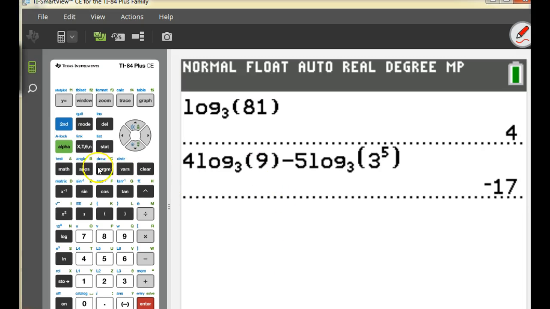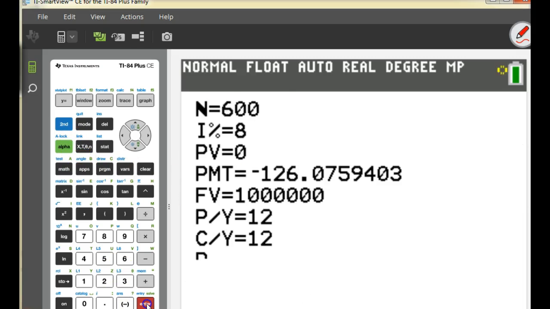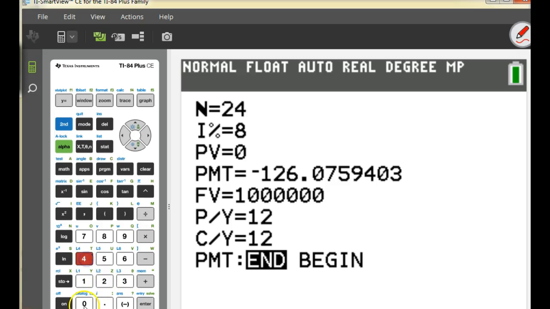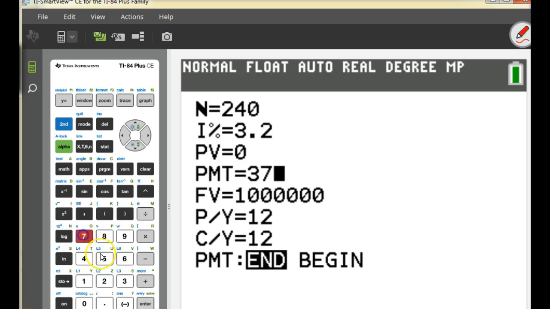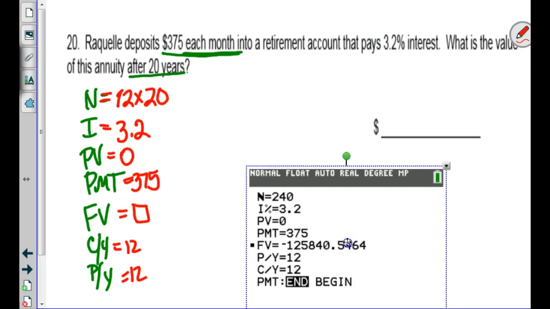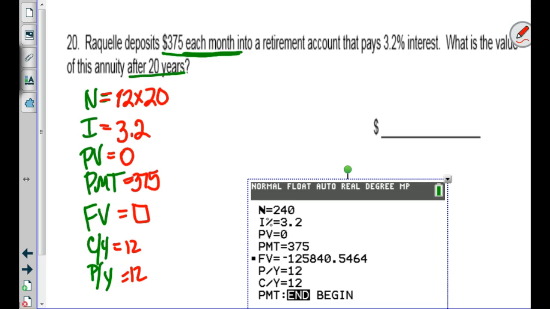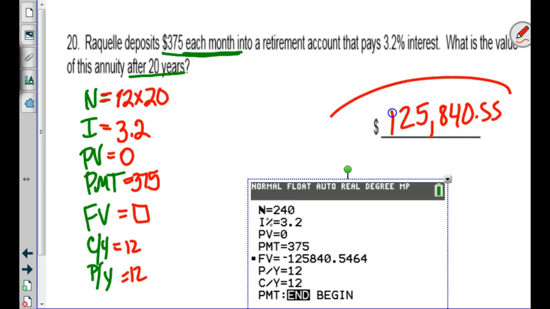All right, one more time. It is apps, enter, enter. This was 12 times 20 or 240, right? Somebody remind me, what was the interest? 3.2? And the payment was $375? And so the future value we want, anybody get 125,000 something? Okay. Remember, we're not writing down the negative when you give me your answer. You would just say $125,840.55.